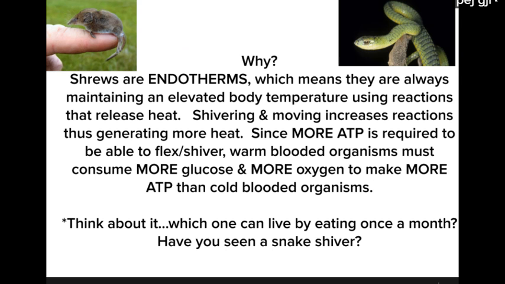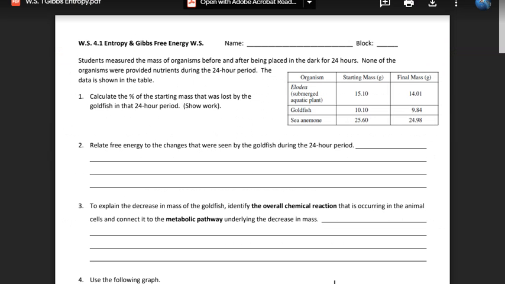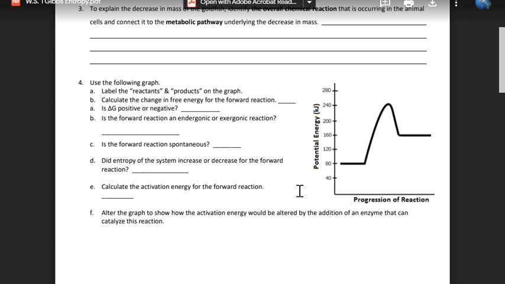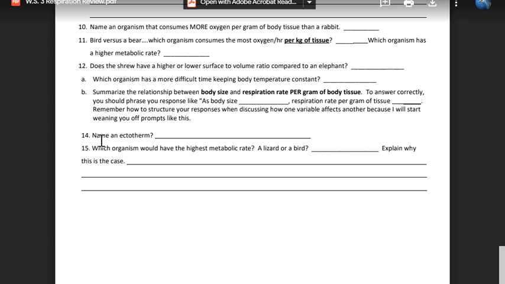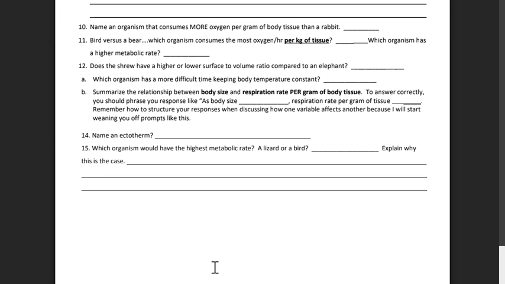All right. Now, I want you to, on 4.3, which we were on, worksheet 4.3, zoom on down and see if you can answer questions 14 and 15. And by the way, ectotherm and exotherm mean the exact same thing. Exo means outside heat source.